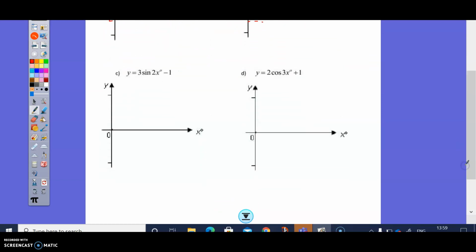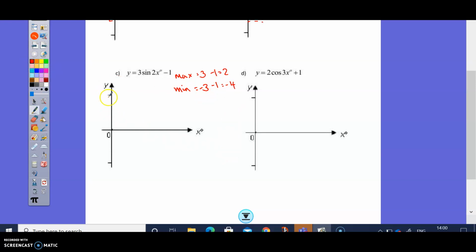Third one, got 3 sine 2x minus 1. Maximum value would normally be 3. We take 1 away, so we've got maximum value of 2. Minimum value would normally be -3. We take 1 away, so we've got a minimum value of -4. And we'll spot my mistake there. -1. Oh, let's fix it. Thinking of the answer before I've written the question down.